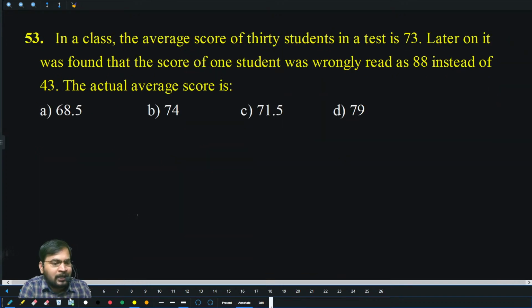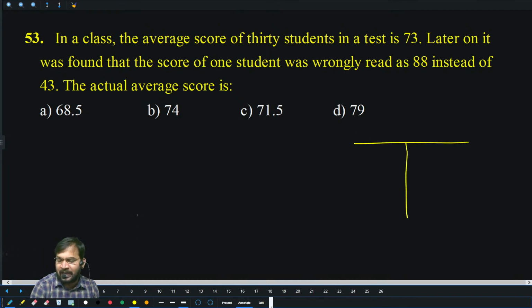Next question. In a class the average score of 30 students in a test is 73. Later on it was found that one student's score was wrongly read as 88 instead of 43. They are asking the actual average. Whenever they are asking the correct average we go for the T method. Given average is how much? 73.